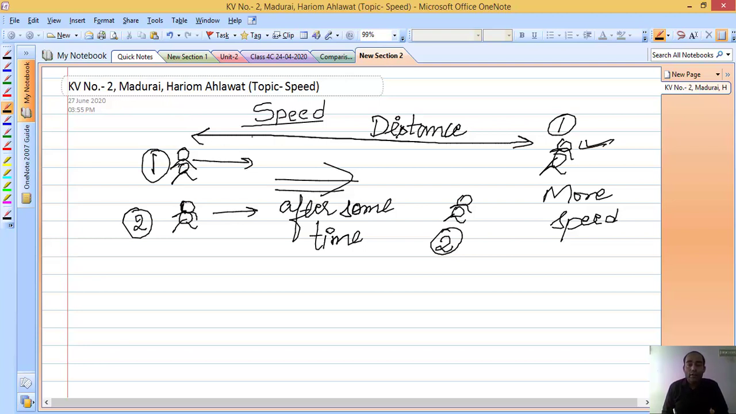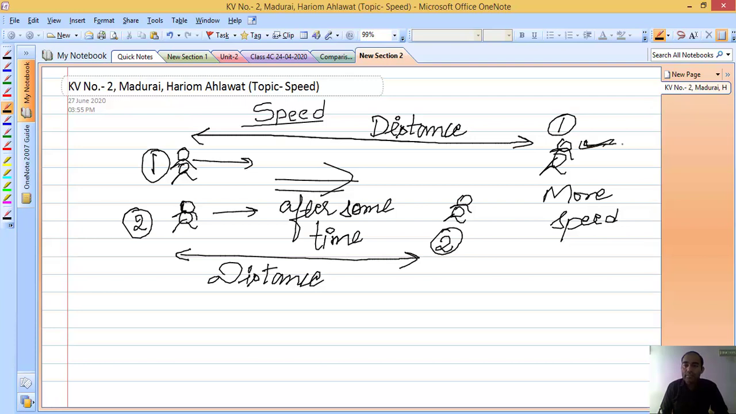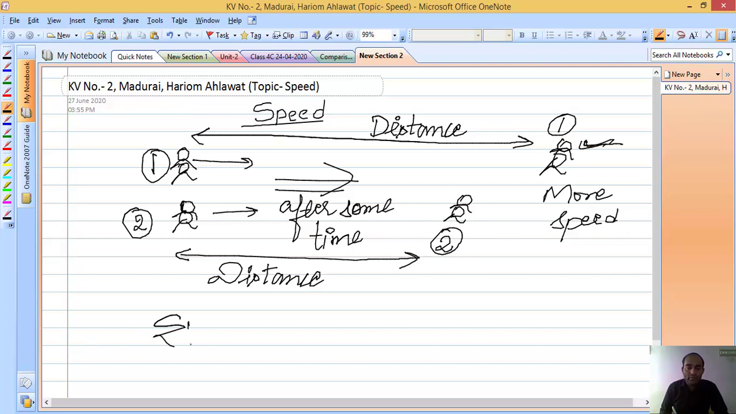Yeah, so student 1 covers more distance than student 2. He also covers some distance, but his distance is more. In the same time, this student covers more distance. So you will say, yeah, he is covering more distance in the same interval of time, so his speed is more. So what is the speed?